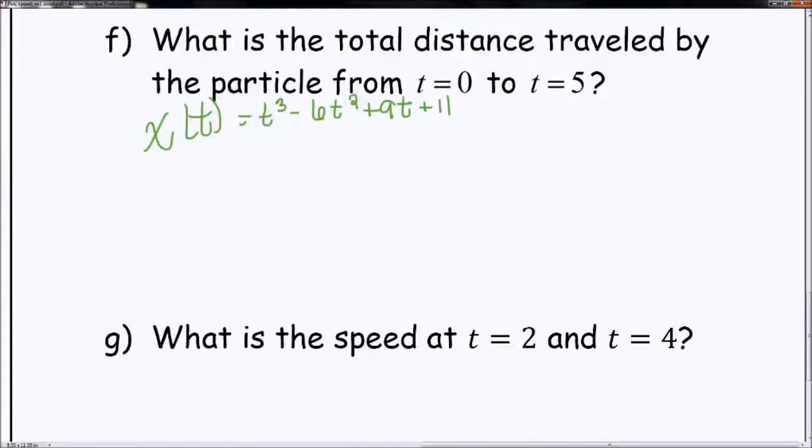Alright, the total distance traveled by the particle. Again, my x of t is equal to t to the third minus 6t squared plus 9t plus 11. I can't just plug in 0 to 5 because my velocity is changing directions.